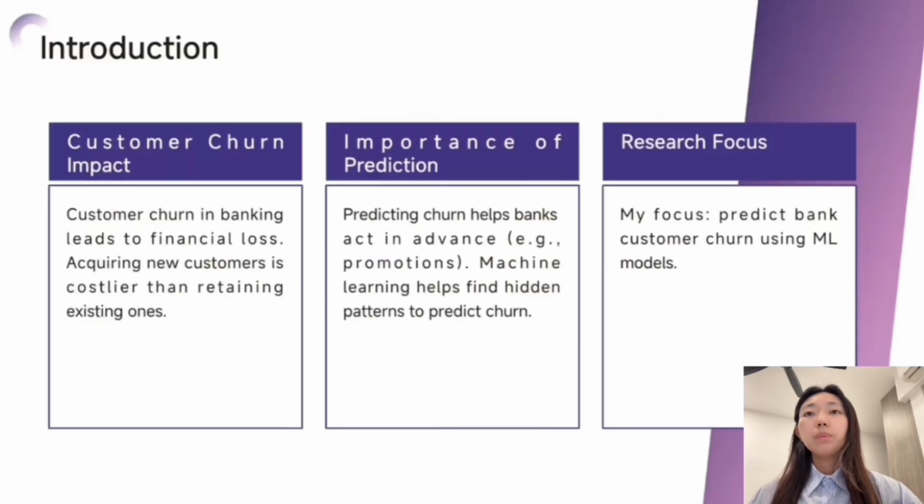Introduction. Let me begin with some background. In the banking sector, churn is a serious problem because it can lead to large financial losses. It's also much more expensive for a bank to attract a new customer than to keep an existing one. If we can predict churn in advance, banks can take action to reduce it, for example, by offering better service or promotions to customers who are at risk of leaving.